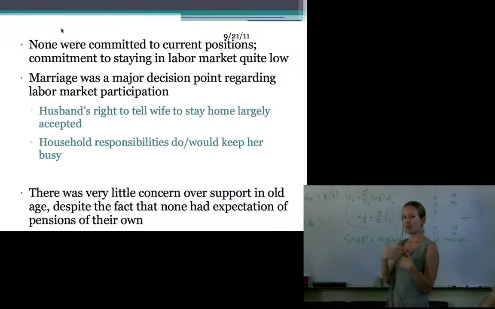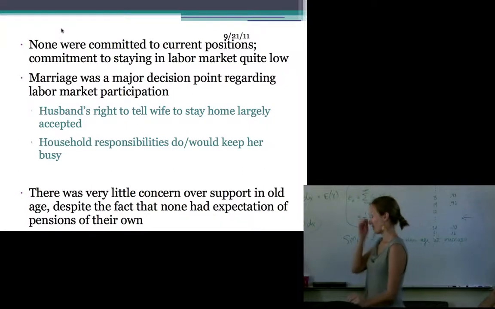Which, if you look at their mothers' generation, kind of makes sense. A lot of their mothers who are housewives are actually being supported by their husbands' pensions. But the problem for this generation, which we'll see in the next section on young men, is that husbands don't have pensions, right? Some of them didn't know whether or not their husbands were actually insured.